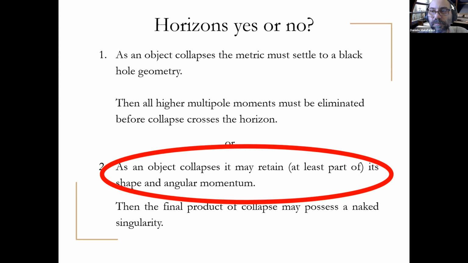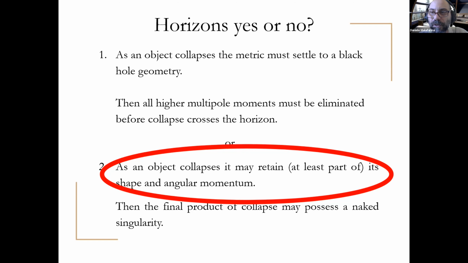What if some of the excess angular momentum is retained? What if some of the deformation, the object that is collapsing, doesn't shed away all the higher multipole moments that make its shape a little bit oblate or prolate? In that case, the geometry cannot be that of a black hole. And so, since we have Penrose theorems, we know that GR has to give in at some point there. So let's take the assumption that our object, as it collapses, keeps some of its higher multipole moments.